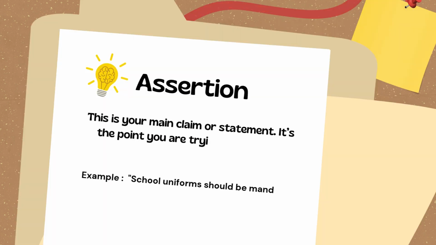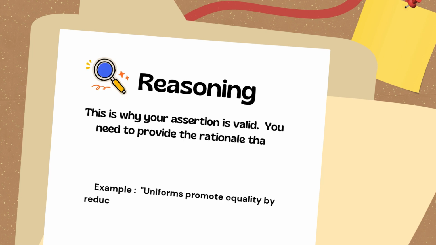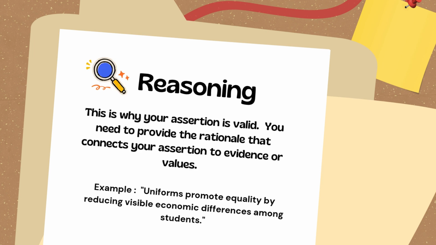Now, let's break down ARREL. A is for assertion. This is your main claim or statement, the heart of your argument. The example is, school uniforms should be mandatory in all schools. R is for reasoning. This explains why your assertion makes sense. It connects your claim to values or logic. Example: uniforms promote equality by reducing visible economic differences among students.